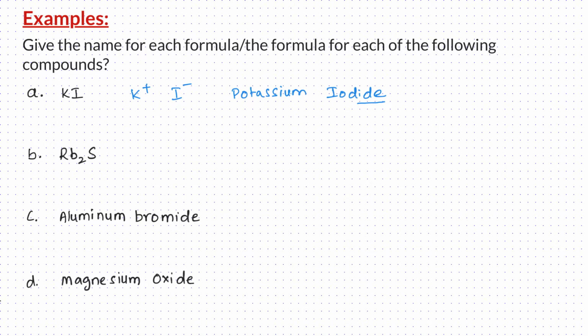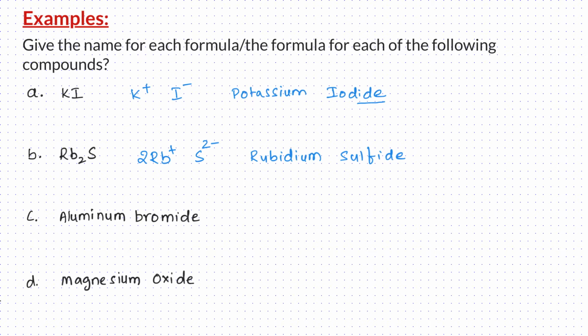Similarly, the second compound is Rb2S. This consists of two Rb+ ions and S2- ions. Rb+ is named as rubidium and S2- is named as sulfide. The name of Rb2S is rubidium sulfide.